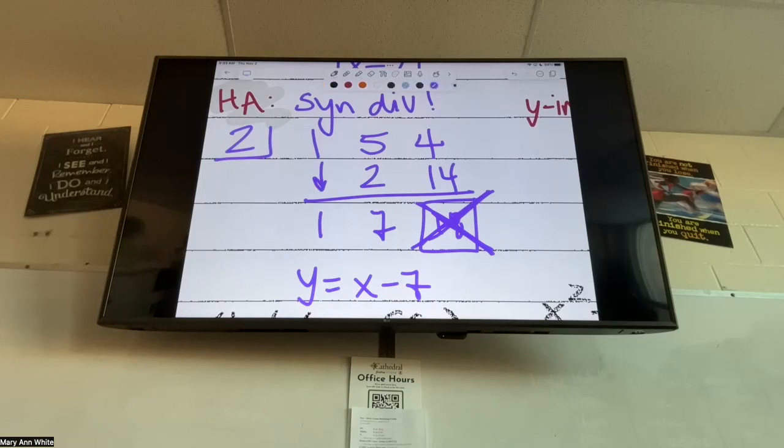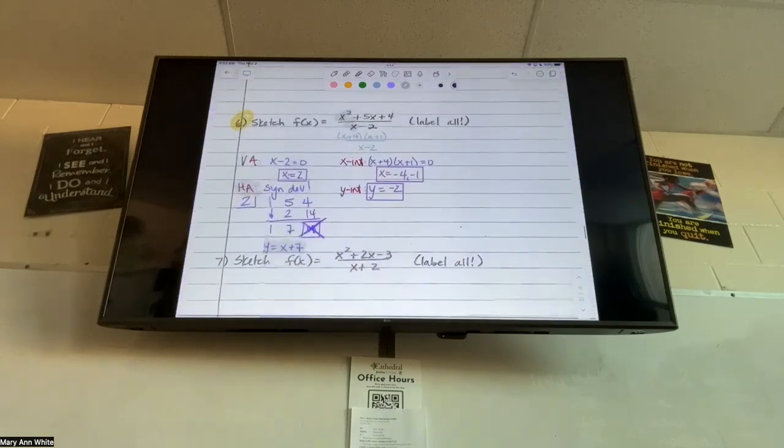Oh, why is it x minus 7? Great question. It's x plus 7. I don't know why I threw a negative in there. My fault. X plus 7. So let's go graph that. We're going to graph our slant asymptote. So I'm going to go to 7.